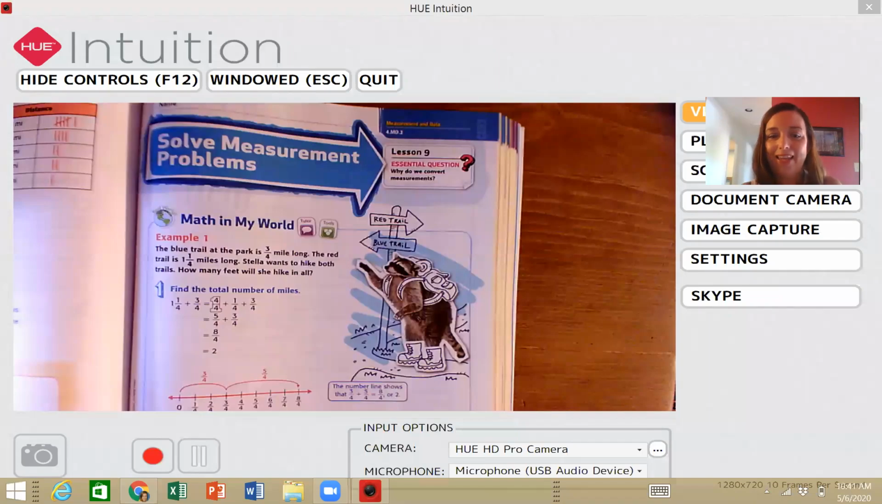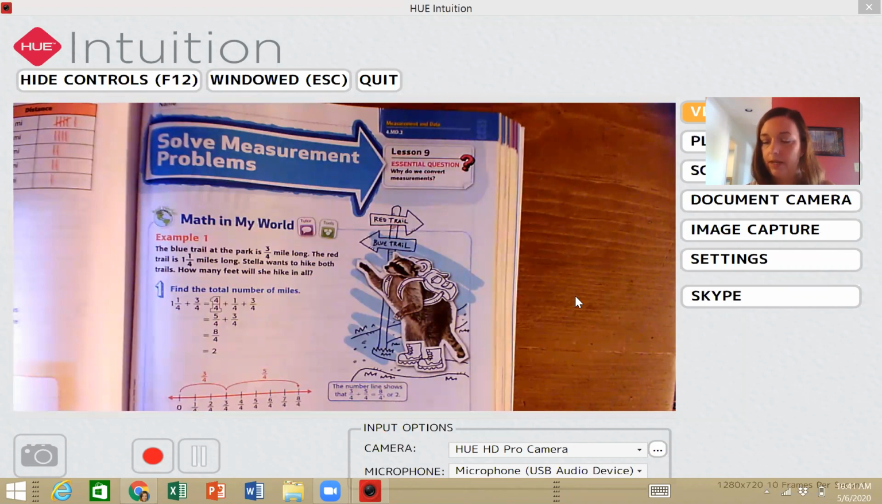Good morning. It is time for our math lesson today, Tuesday, May 12th. Today we're going to talk about how to solve measurement problems. So we're just going to jump right in and take a look at some problems here that we have.